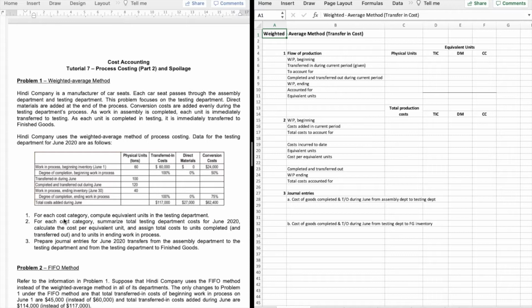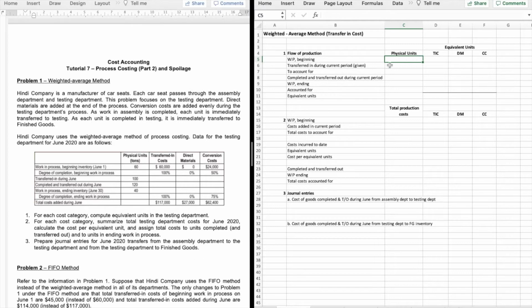In the previous video, we only had 2 cost categories, direct materials and conversion costs, but now we have 3 cost categories. The additional one is the transferred in cost. Okay, so now we will calculate it first.